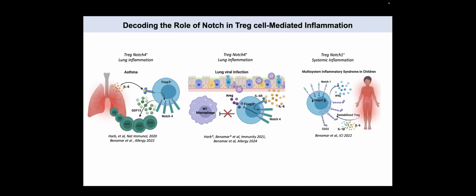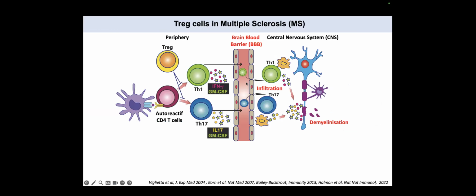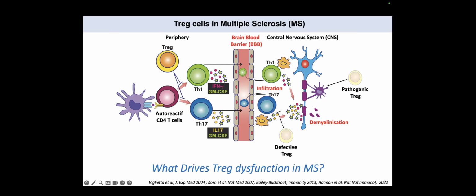Based on that, we wanted to know if Notch signaling drives Treg dysfunction in CNS inflammation. We decided to focus on multiple sclerosis because it was shown that in MS patients and in a mouse model of MS, the EAE model, Tregs are defective and pathogenic. However, the mechanism that drives this dysfunction and this pathogenicity in MS and EAE was unknown. And we came up with the hypothesis that maybe Notch signaling plays a role in this dysfunction.